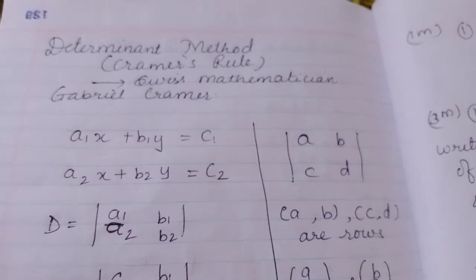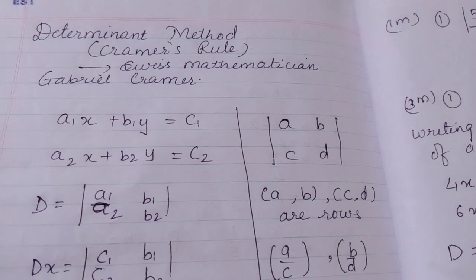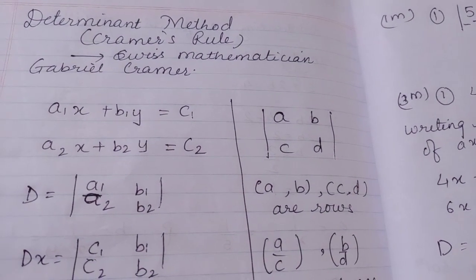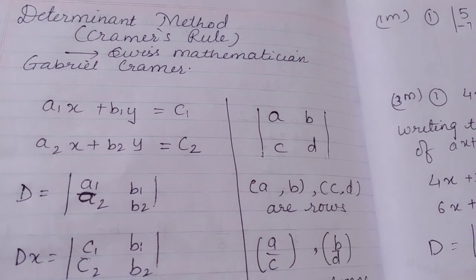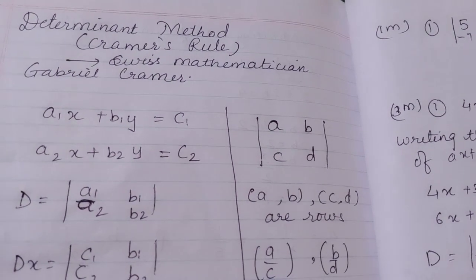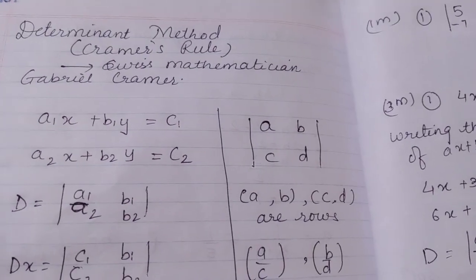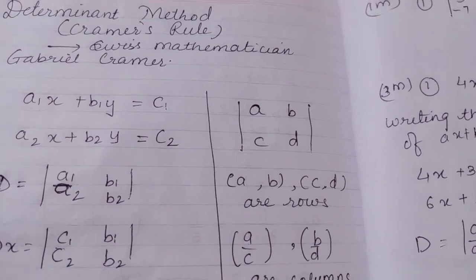Today I am going to explain all about the determinant method. The determinant method of solving simultaneous equations was first given by the Swiss mathematician Gabriel Cramer, so it is also known as Cramer's method. Before solving with this method, you should first understand what is meant by a determinant.